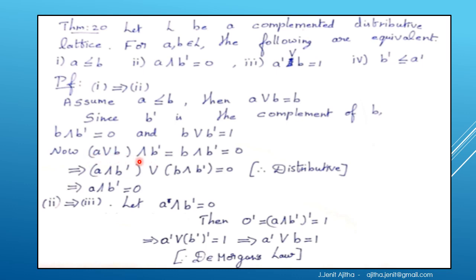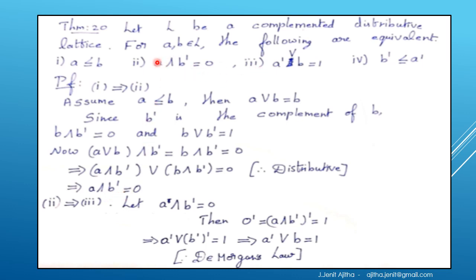Now apply the distributive property. A meet B complement join B meet B complement is equal to 0. And B meet B complement becomes 0. And again, so that you will get A meet B complement equal to 0.